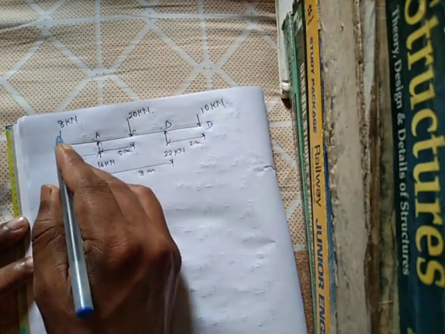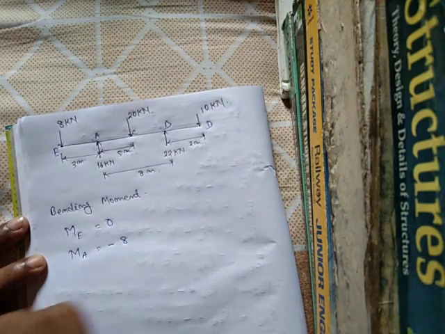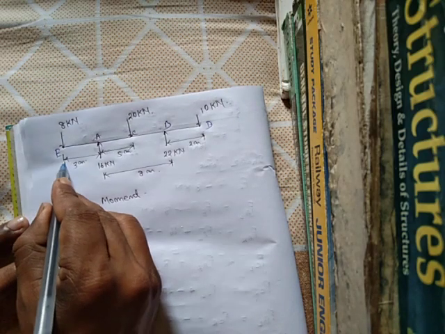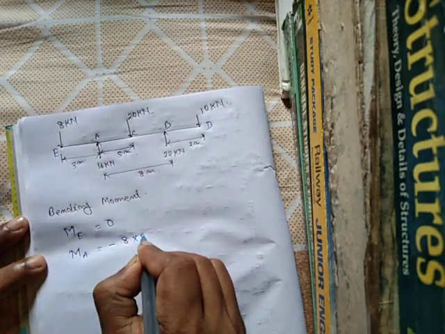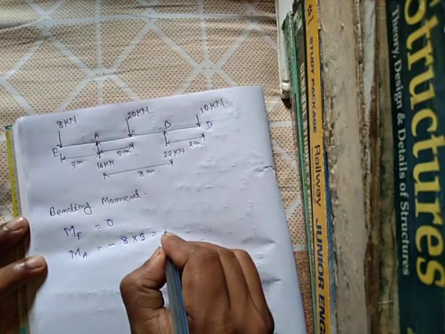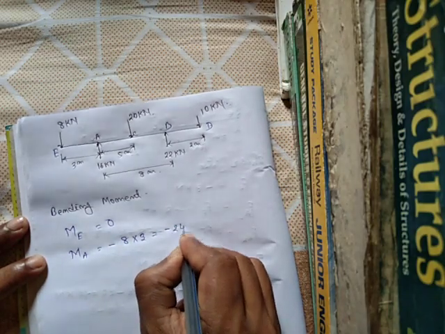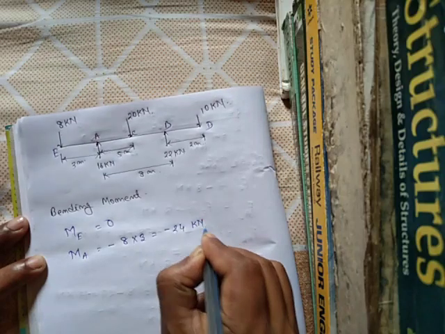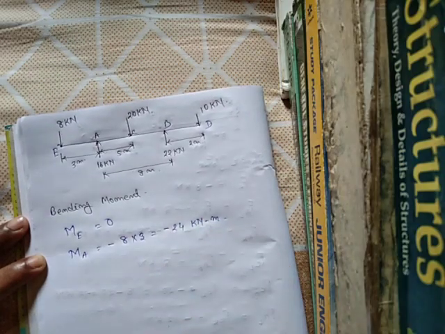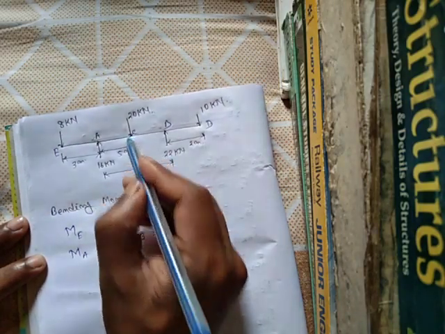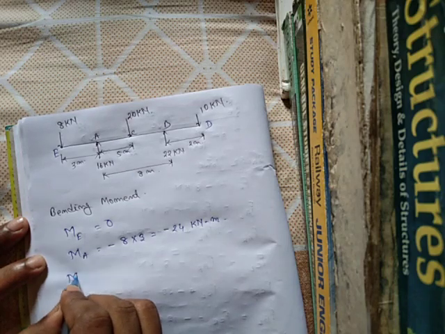That negative, it will be force 8 kilonewton into perpendicular distance 3 meter into 3 meter, which equals minus 24 kilonewton meter. Now find out the bending moment at point C.